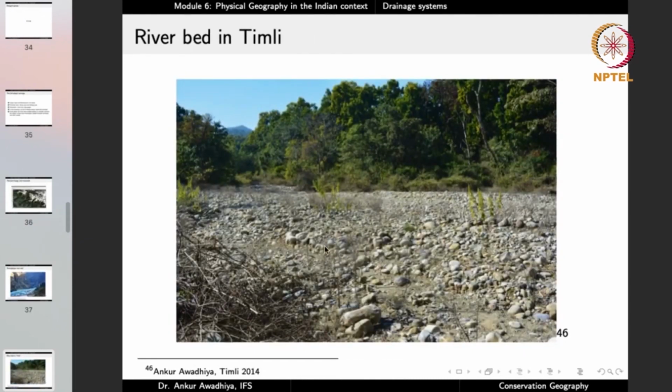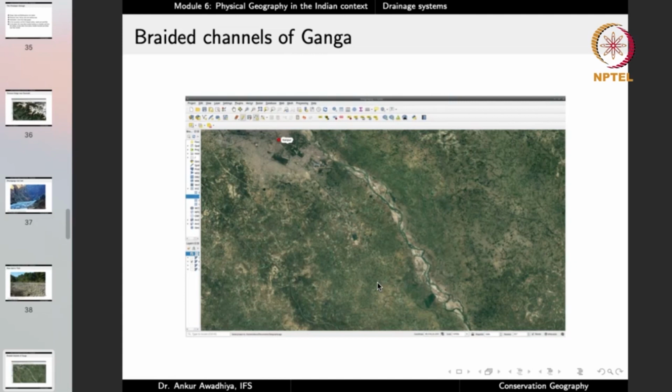And the rivers in this area have beds like this with lots of deposits, lots of rocks, and typically these rocks are very rounded because they have been eroded a lot. Then later on, when it enters into the plain areas, it forms a large number of braids.